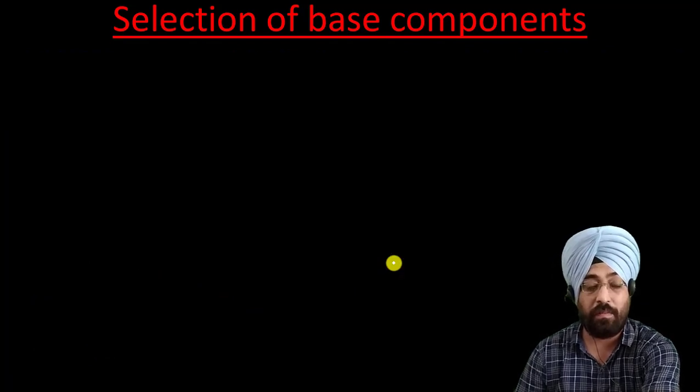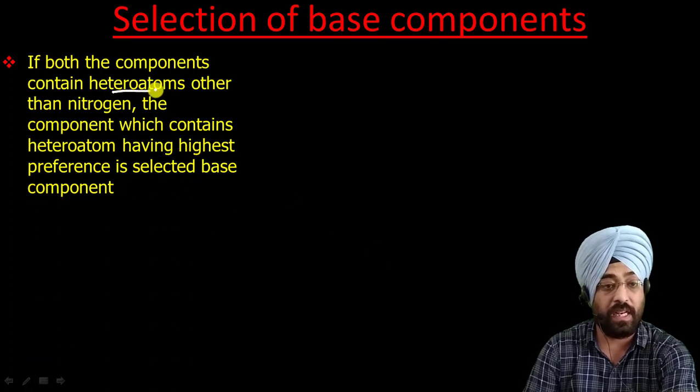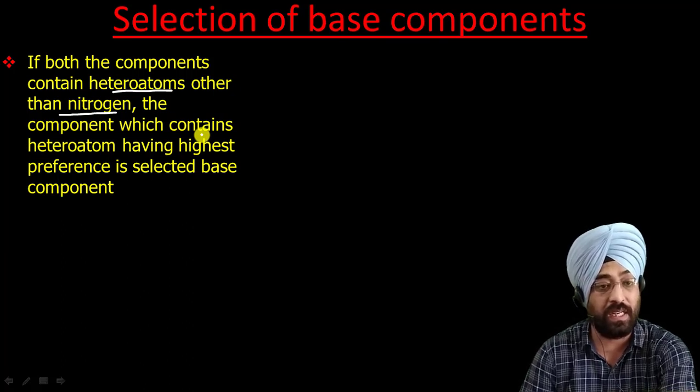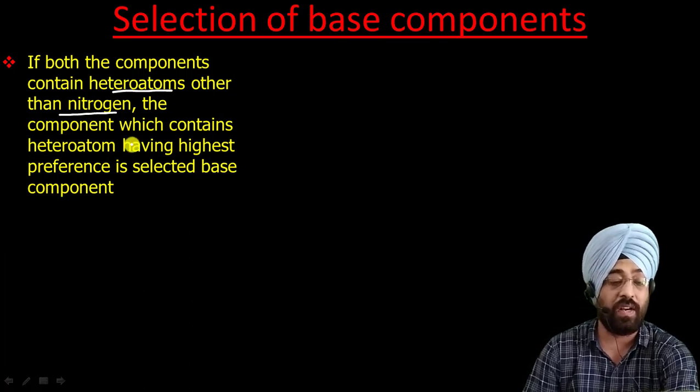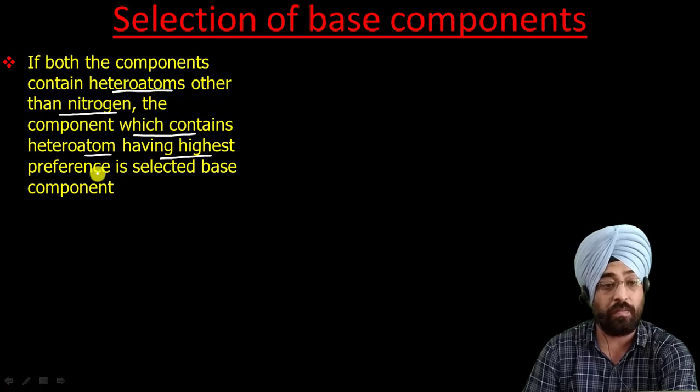Now let us see what the next case can be. It says that if both the components contain heteroatoms other than nitrogen, that is, we have two rings, both rings contain a heteroatom, but neither ring contains nitrogen and the heteroatoms are other than nitrogen, then the component which contains the heteroatom having the highest preference is selected as the base component.